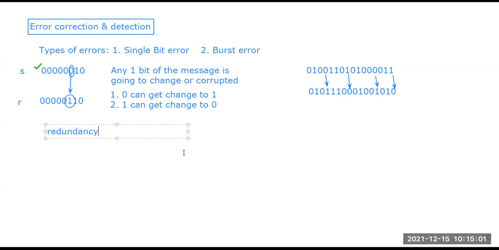So can anyone tell me what is data redundancy? If I ask in terms of DBMS, what is data redundancy? Sir, repetition of data. Repetition of data. So is the repetition of data known as data redundancy, or the process to reduce the repetition of data known as data redundancy? Process of reducing.